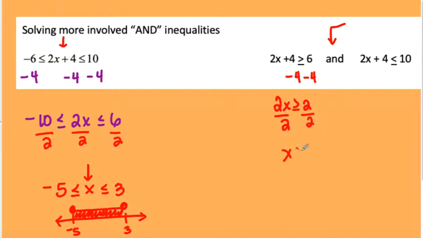We get x is greater than or equal to 1, and subtract 4. Subtract 4, so we get 2x is less than or equal to 6. And so x is less than or equal to 3. All right, so now I graph these.